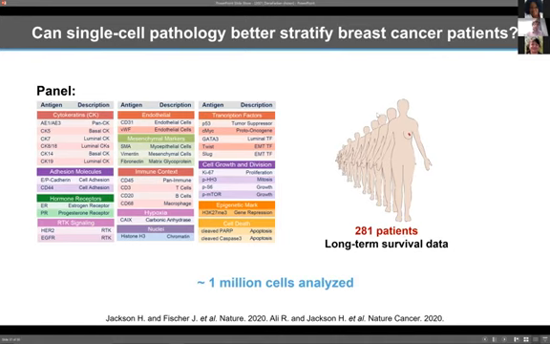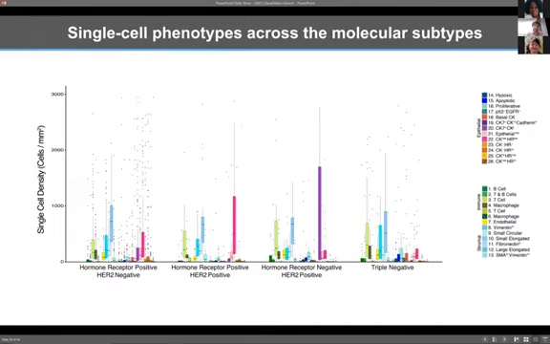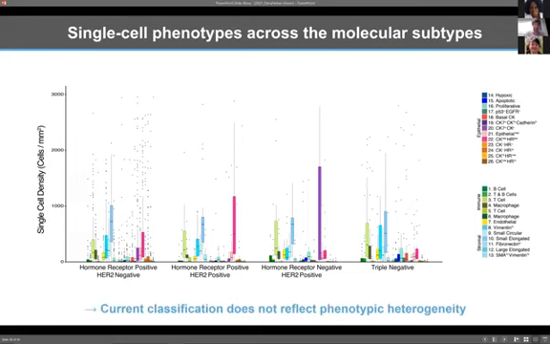So then we first wanted to know, how are those single cell phenotypes distributed across the molecular subtypes? Over here you see the luminal A, the luminal B, HER2 positive, and the triple negative subtype. Now, just looking at the many colors that you see for every subtype quickly makes the point that the current classification does not reflect the phenotypic heterogeneity.